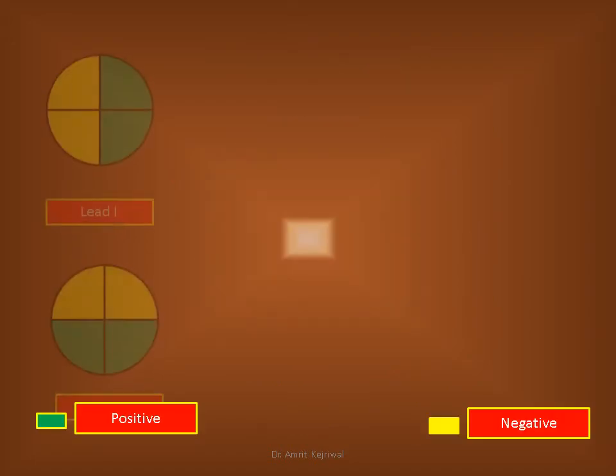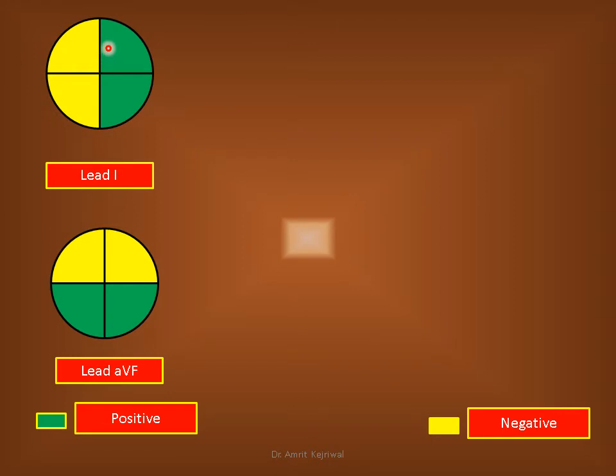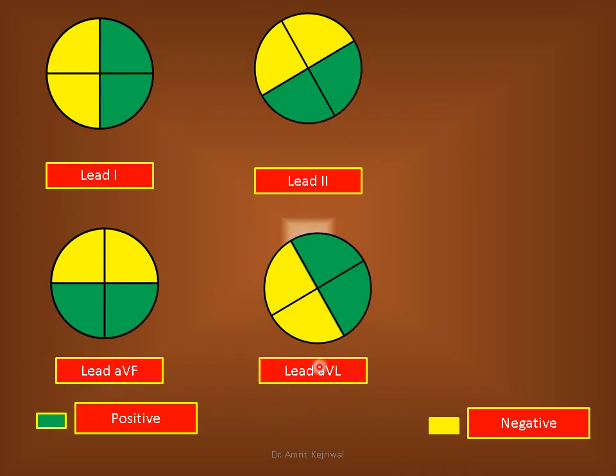So let us see, in lead 1, if it is positive, it will be denoted by this green shaded part, and if it is negative, the wave QRS complex, then it will be denoted by this. Lead AVF is perpendicular to this, and if it is negative, it will be over here, and if it is positive, it will be shaded here. The axis will lie anywhere here. And in lead AVL, if the axis is positive, it will be present over here, and if the axis is negative, it will be somewhere here.